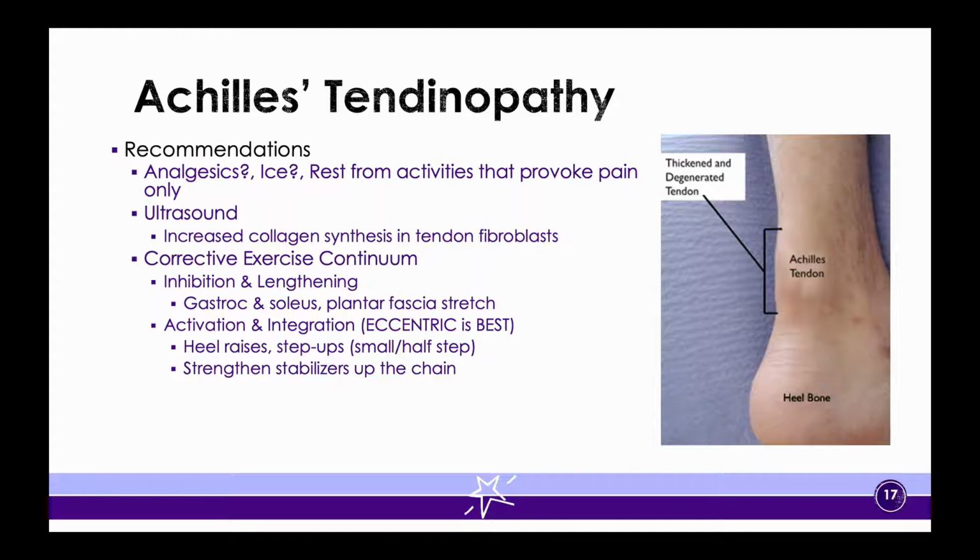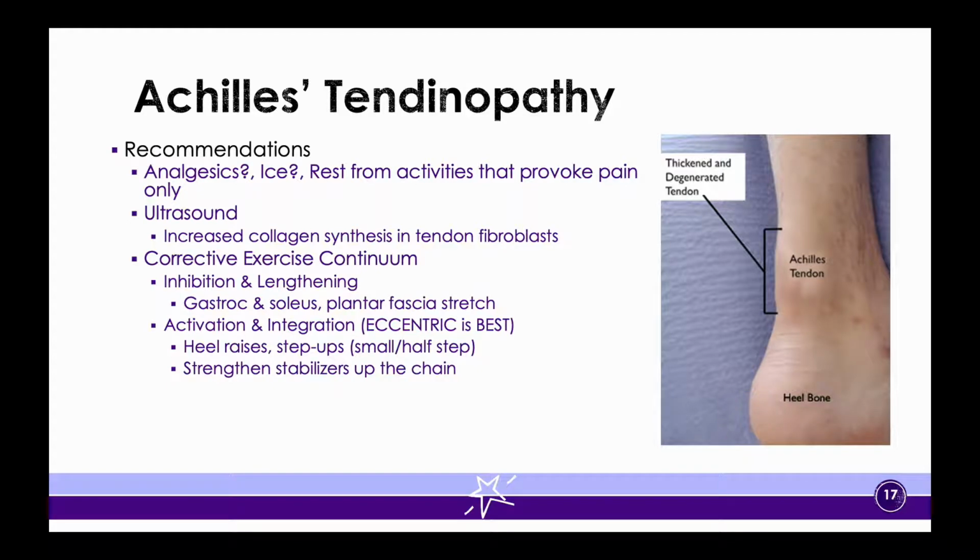As far as the corrective exercise continuum, with our inhibition and lengthening, we do want to focus on the gastrocnemius and soleus again, as well as we could incorporate that plantar fascia stretch. So rolling and stretching the gastrocnemius and the soleus for our calves, and also the plantar fascia, doing that stretch in which we put our toes on the stair and then dropped our heels down.